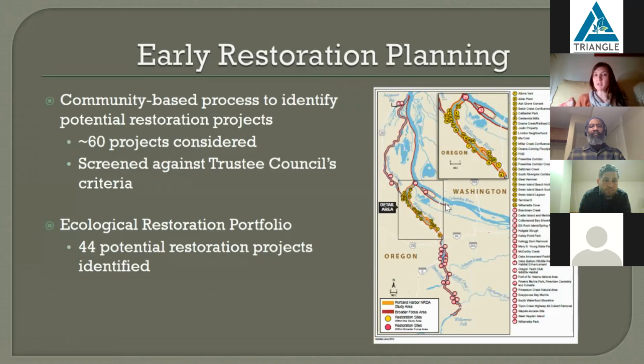It also includes Multnomah Channel all the way down to Scappoose Bay, and then it includes the Oregon side of the Columbia River from Scappoose Bay over to West Hayden Island. And a portion of West Hayden Island is also included. So that's the geographic area that we've identified where restoration can take place for the natural resource damage assessment.